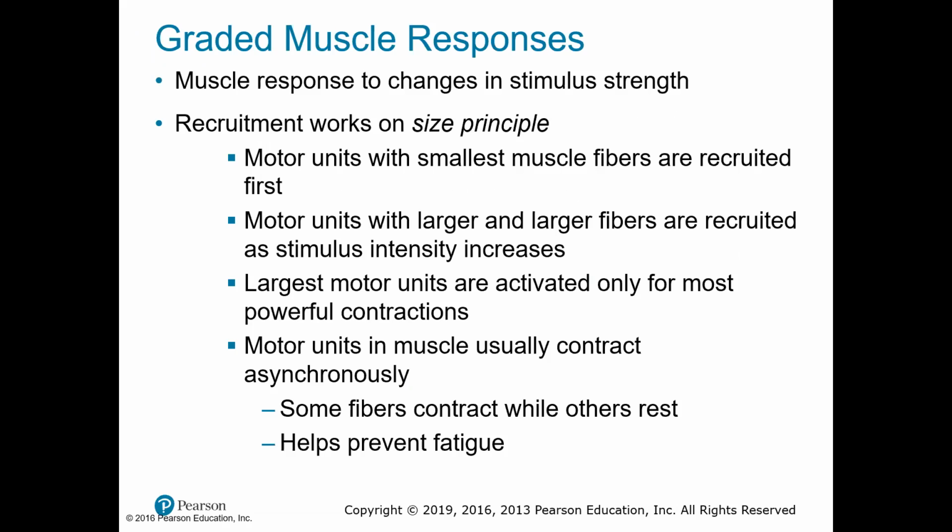Now, that was wave summation. We can increase the frequency of the stimulus to get a greater and greater contraction. The other way that we can control our muscle response is to bring in more and more muscle cells. We start out small. We start out with the smallest motor units first. We keep adding motor units until we achieve our goal of moving what we're trying to move, or as we say, manipulating our environment. We start out small and keep bringing in more cells until we can accomplish our goal.